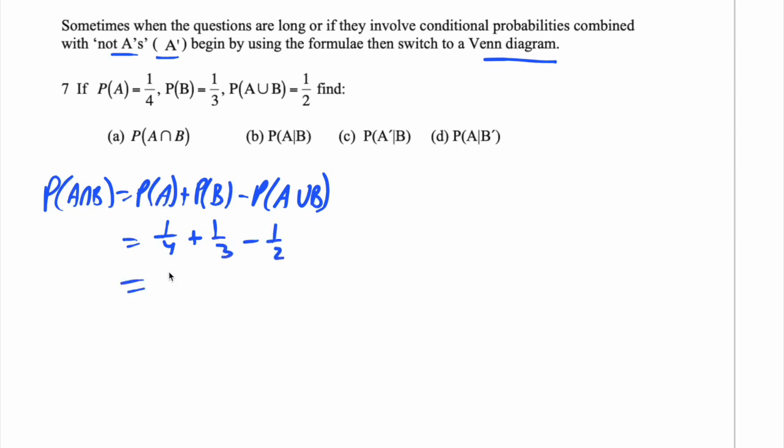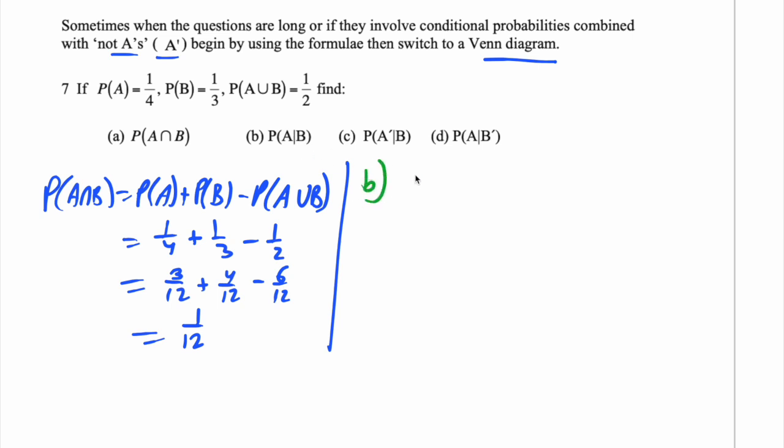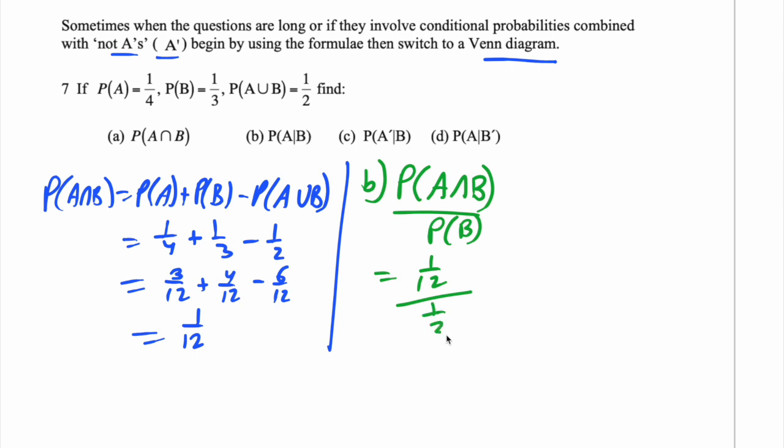Looks like we have a common denominator of 12: 3/12 plus 4/12 minus 6/12 is actually 1/12. 1 out of 12. Part B is conditional probability, so you can use the formula. It's all about those formulas in the formula booklet. We have the intersection from part A. The probability of B is 1/3, so one way to do it is to multiply the numerator and denominator by 12, and you get 1/4.